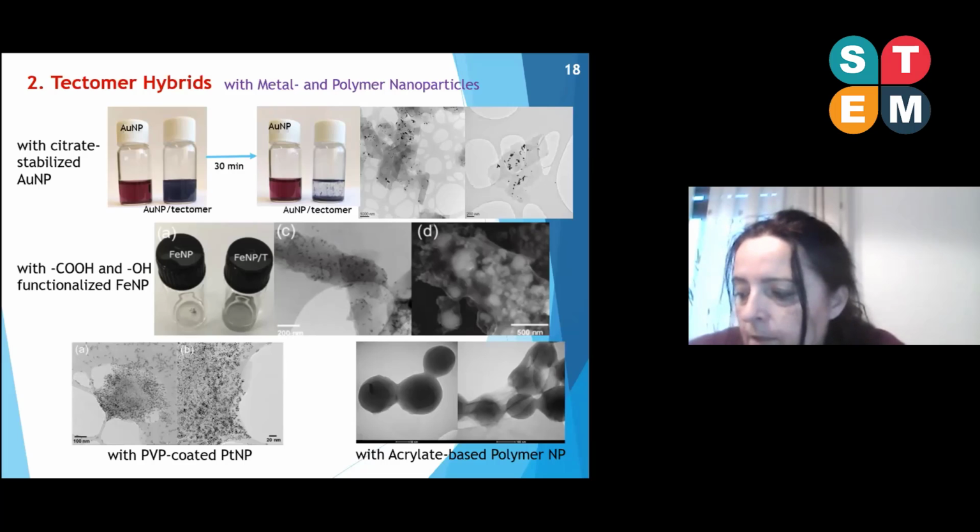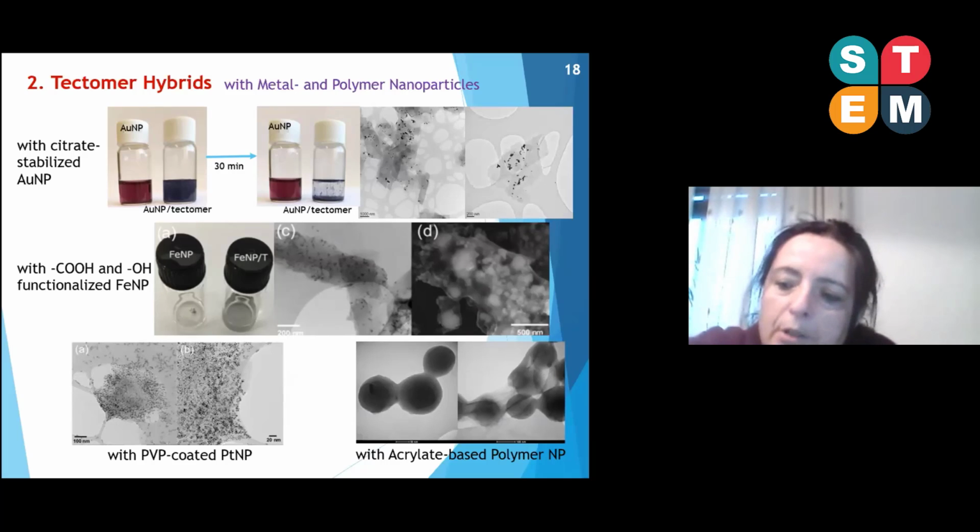However, binding Tectomers to iron nanoparticles further assisted iron nanoparticle dispersions, preventing iron nanoparticle aggregation. Here, the interaction with both carboxy and hydroxy groups on the carbon shell of iron nanoparticles comes into play. Also, hybridization of Tectomers with PVP-functionalized platinum nanoparticles led to the formation of a stable platinum nanoparticle Tectomer dispersion.